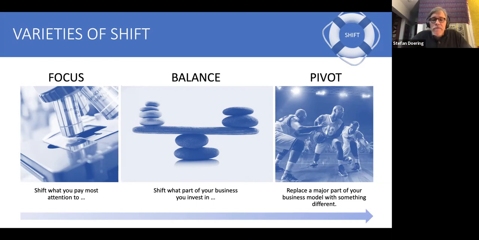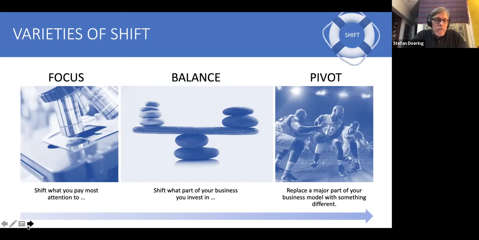A balance shift is, you know what, I need to put some resources of time and money into this one area of the business that I think is going to do well. And so you invest time and money into it. And the pivot is a major shift in your business model where, hey, I've been doing X, I now need to do Y, otherwise I'm going under.